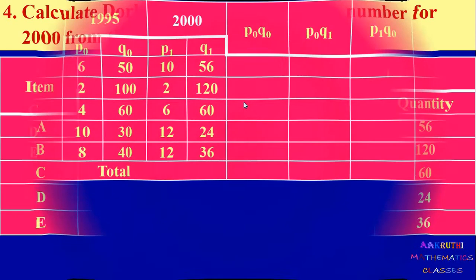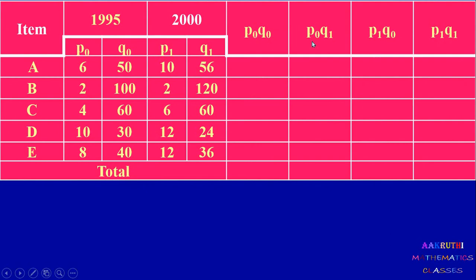So we have to draw a table like this. You have to calculate P0 Q0, P0 Q1, P1 Q0 and P1 Q1. First multiply P0 and Q0. Here P0 Q0 is 6 into 50, which is 300. Then 2 into 100 is 200. Then 4 into 60 is 240. 10 into 30 is 300. 8 into 40 is 320. Adding all this, we get summation of P0 Q0, which is 1360.